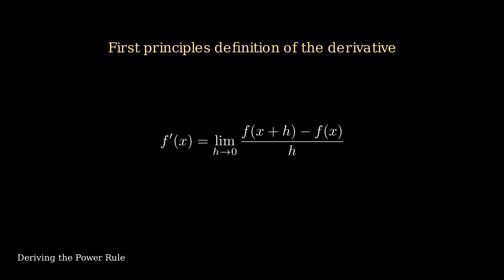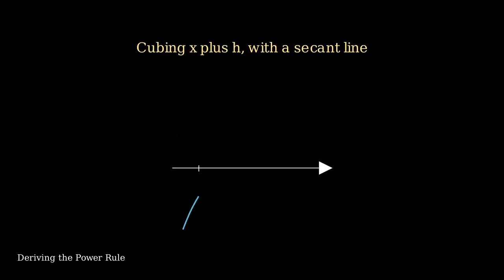Derivative of f of x equals limit, as h goes to 0, of, open bracket, f of x plus h minus f of x, close bracket, divided by h. Let's take f of x equals x cubed first, since we can expand it by hand.